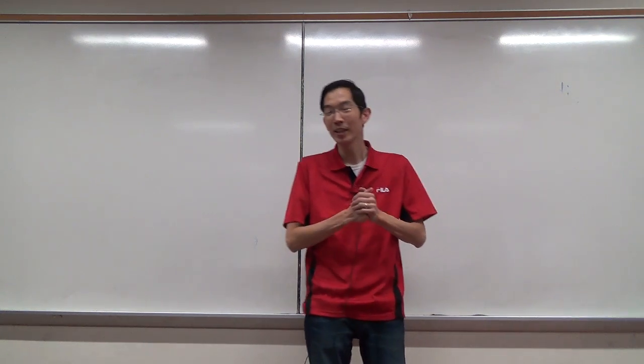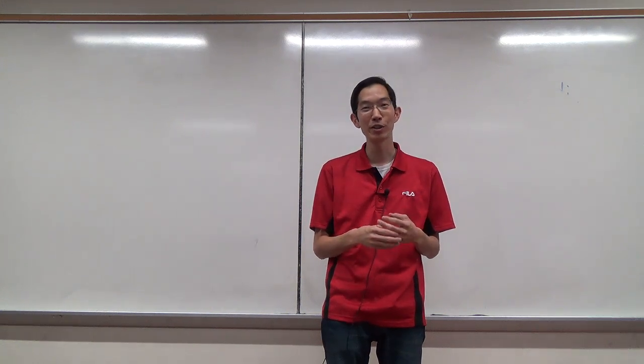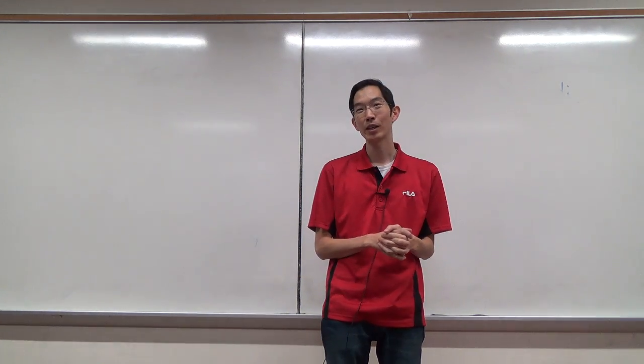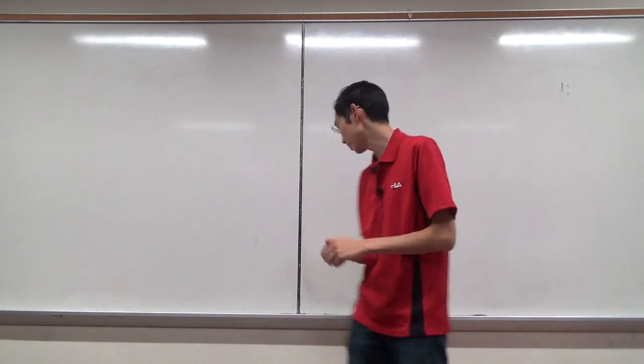Okay, so the question is, when we're talking about finding the standard deviation or the variance, when do we have to square the constant that's being multiplied with the random variable?